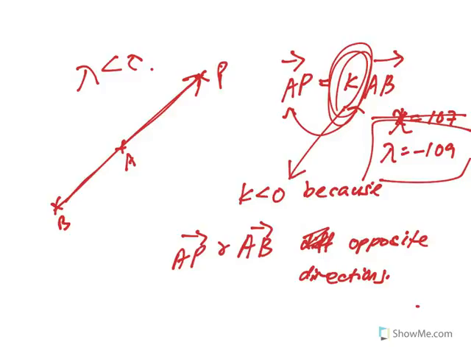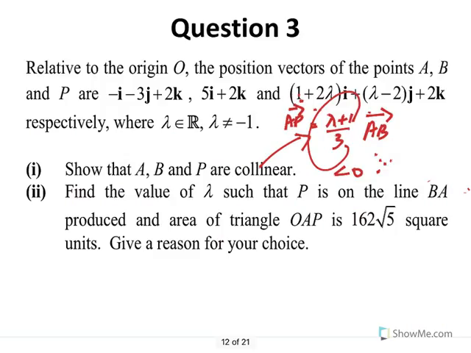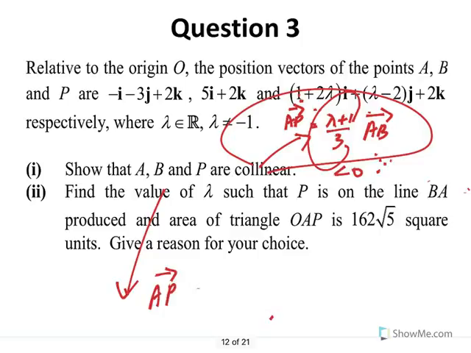AB parallel to BP. In this question, actually in part 2, the hint that they give you is the area of triangle OAT. You did part 1 already. It is still possible, because even from whatever we have done in part 1, you can deduce this. Whatever you do in part 1, you can still deduce that AP and AB are in opposite directions.